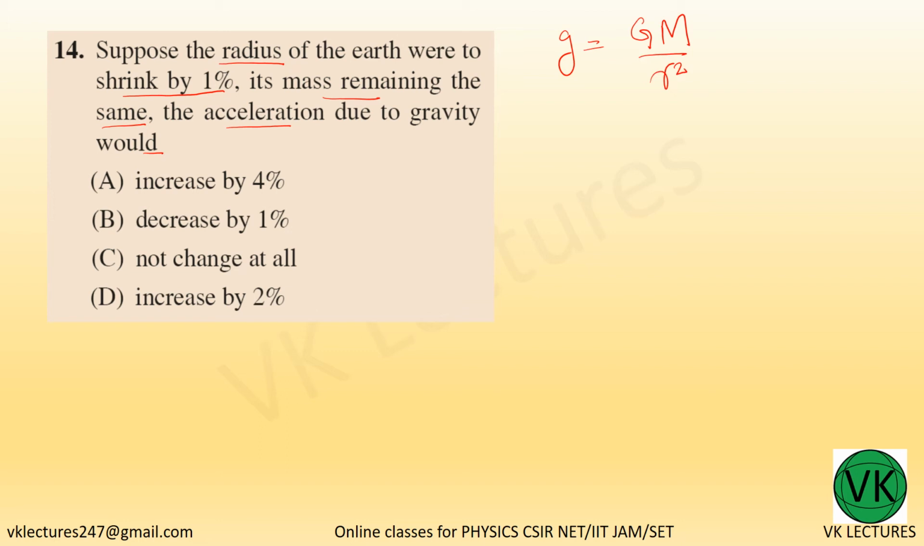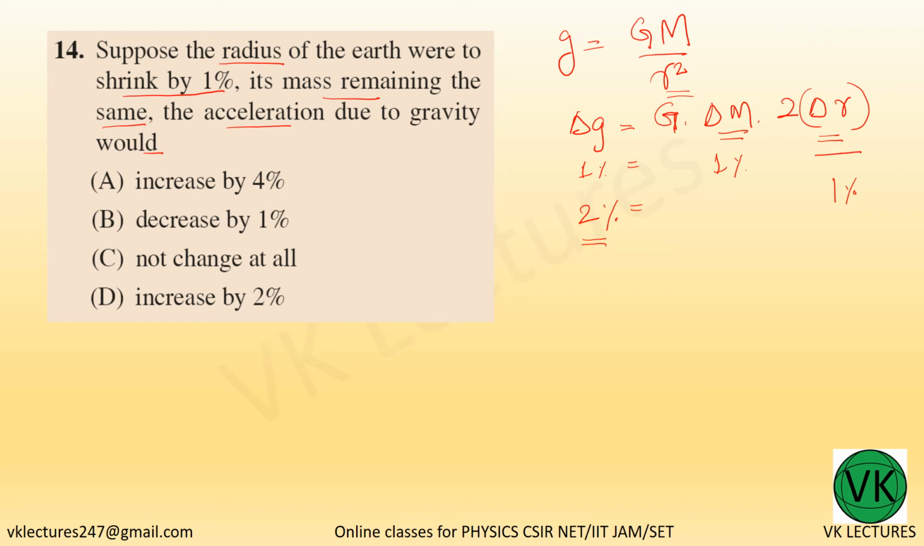Now if there is a change, delta g, G is constant, and the change in delta M and r square means 2 times the change in r. Which means, if there is a 1% change in mass, there would be an equivalent 1% change in gravity, and if there is a 1% change in radius, there will be an equivalent 2% change in gravity.